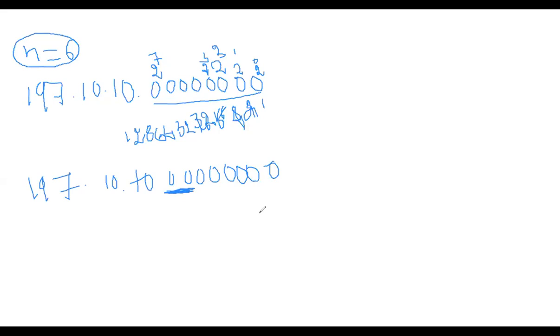Getting the point? How are you going to do the subnetting? Your n value is 6. You have to count from the right-hand side, that is 1, 2, 3, 4, 5, 6, and then make the remaining bits 1. That is 197.10.10.11000000. This is n equal to 6.